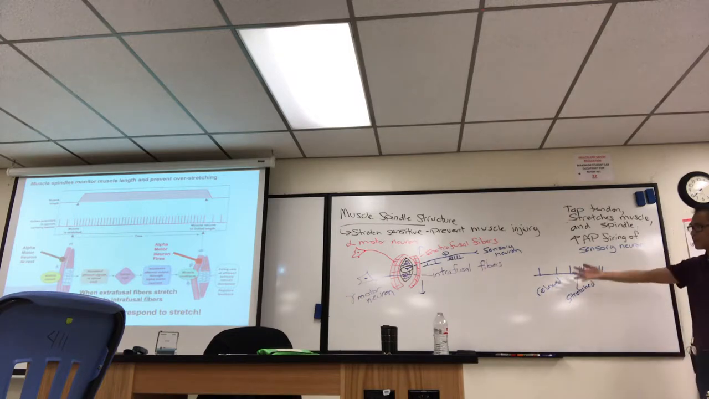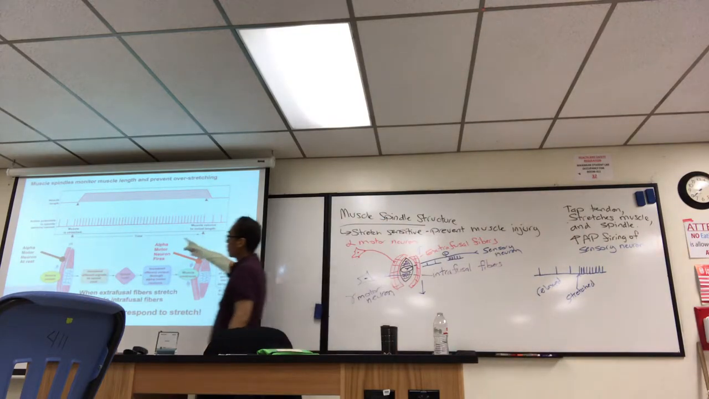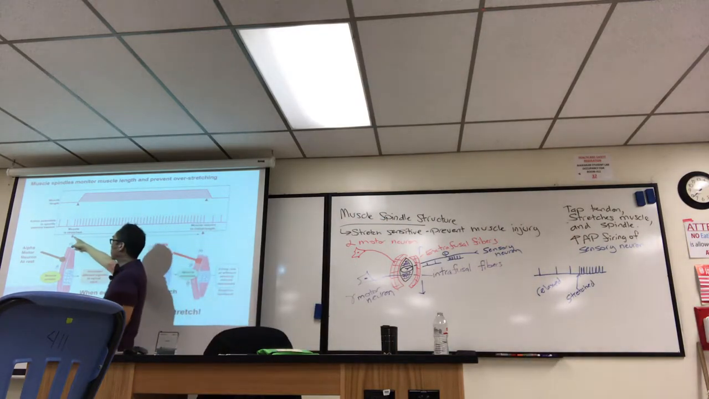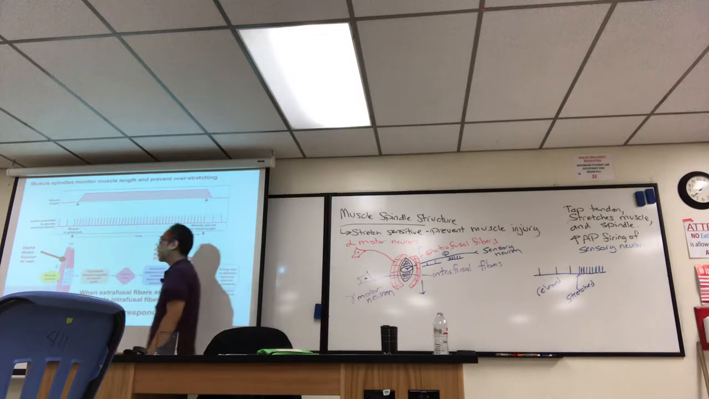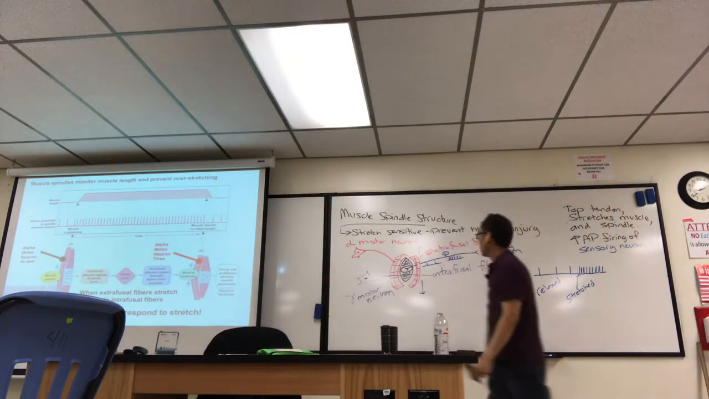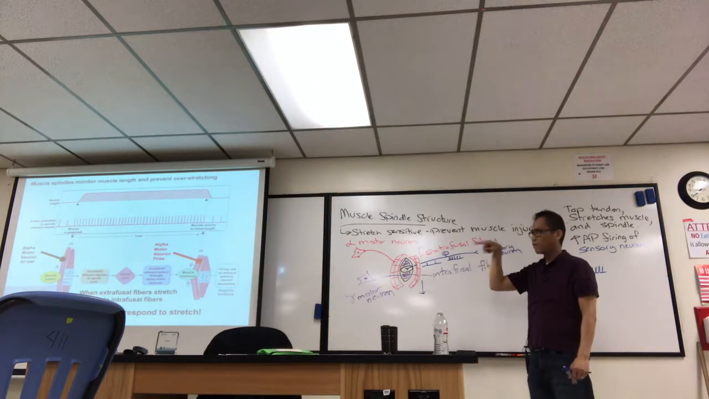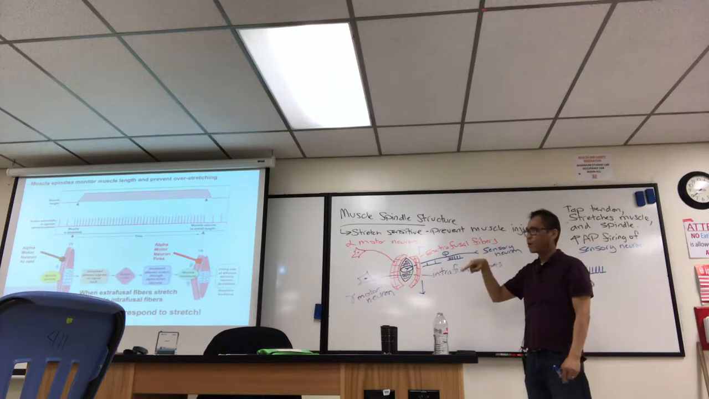Here, I have all these cells on the board. I could show you this data right here, muscle stretch. And I said, well, which cell is firing more? This one, the sensory neuron. Imagine multiple choice: sensory neuron, alpha, gamma motor neurons. And so I want to make sure you kind of know what's happening here.